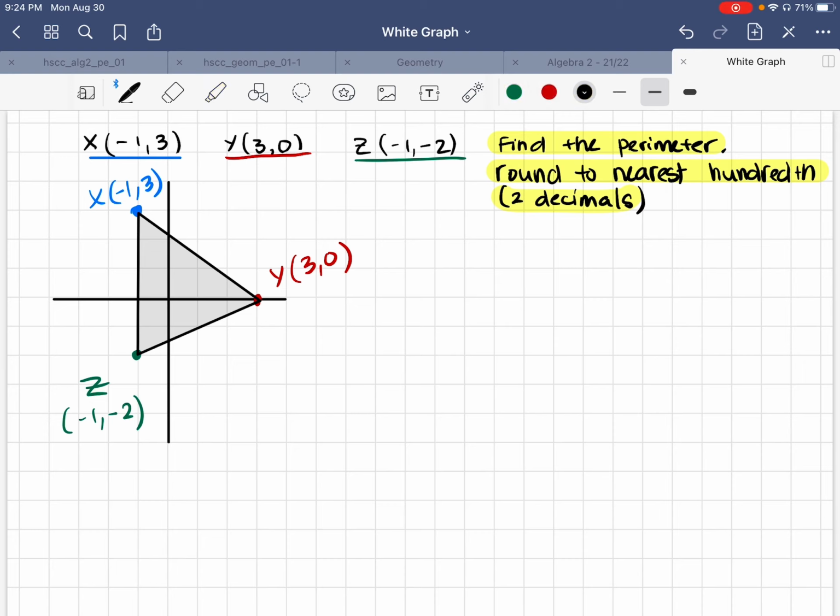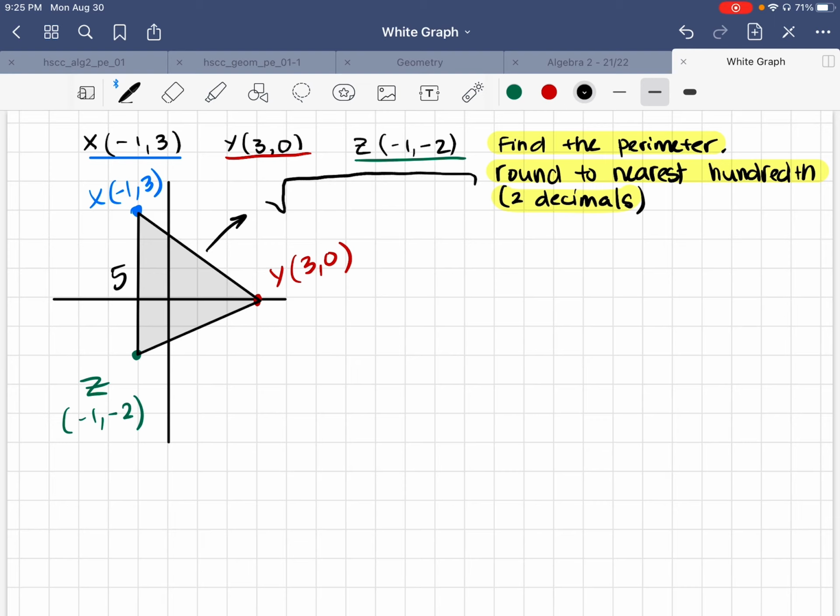The easy one to start off with is right here, and that's because it is up and down, it is vertical, and we can just add or count. So we go 1, 2, 3, 4, 5. So we know that the height of that triangle is 5, or the distance between those two points, x and z. Next thing we're going to do is figure out the distance between x and y. Unfortunately, it's slanted. What that means is we're going to have to use the distance formula.